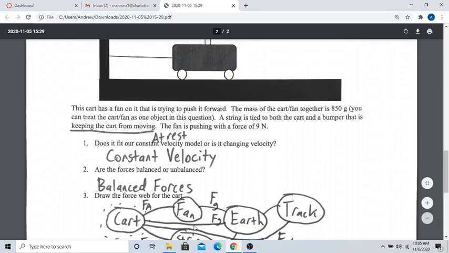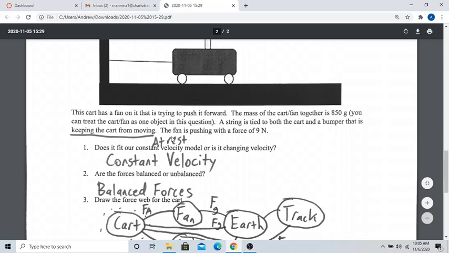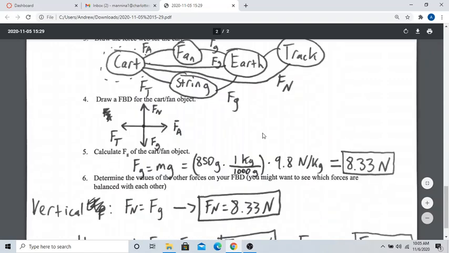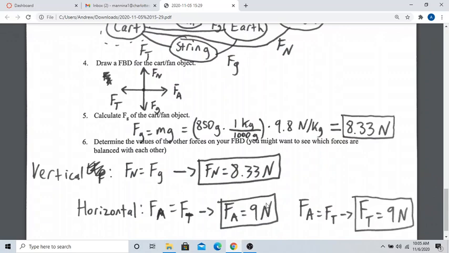But if we go back and look at the top of the problem, it tells us at the very end that the fan is pushing with a force of 9 newtons, which right there gives us all the information we need. Because that tells me that the applied force that the fan is providing is going to equal 9 newtons. So Fa equals 9 newtons. And if the applied force is 9 newtons, then according to our balancing conditions, the tension force has to be the same. So the tension force from the string is also 9 newtons.